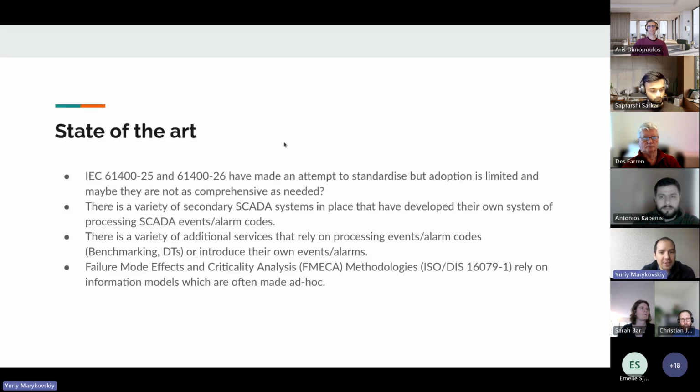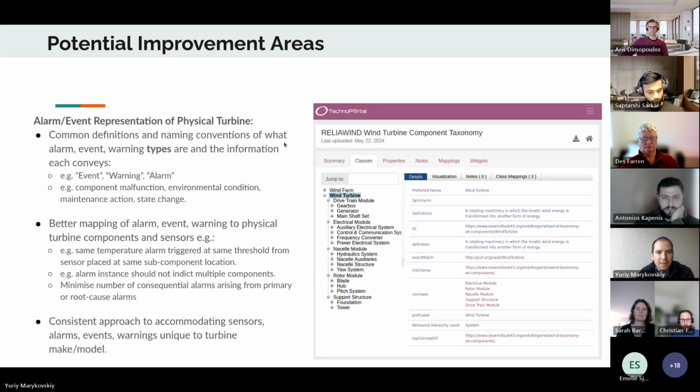There is a variety of additional services that rely on processing events and alarm codes. And there is a whole other standard that actually looks into failure modes, effects, and criticality analysis. But the problem again is that the standard is not machine readable, and the methodologies introduced in FMECA rely on ad hoc models. I will explain a bit later on what I mean by these ad hoc models.